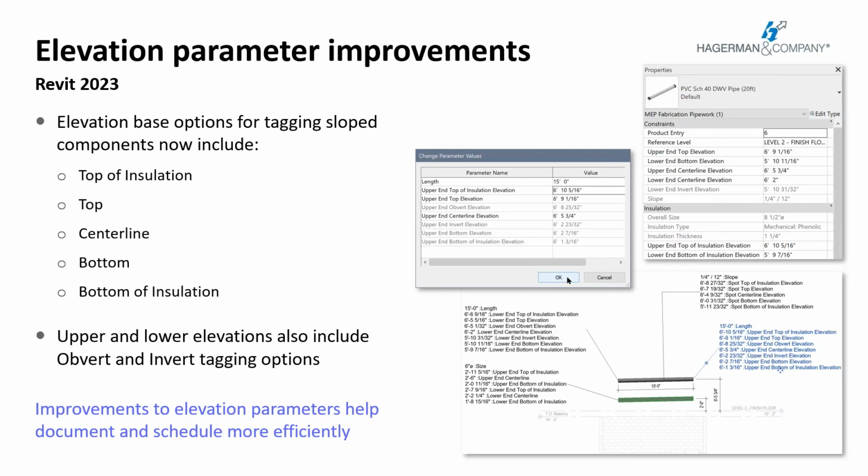Upper and lower elevations also include obvert and invert tagging options. So these improvements to elevation parameters will help you document and schedule for installation on sloped MEP segments. Pretty nice.